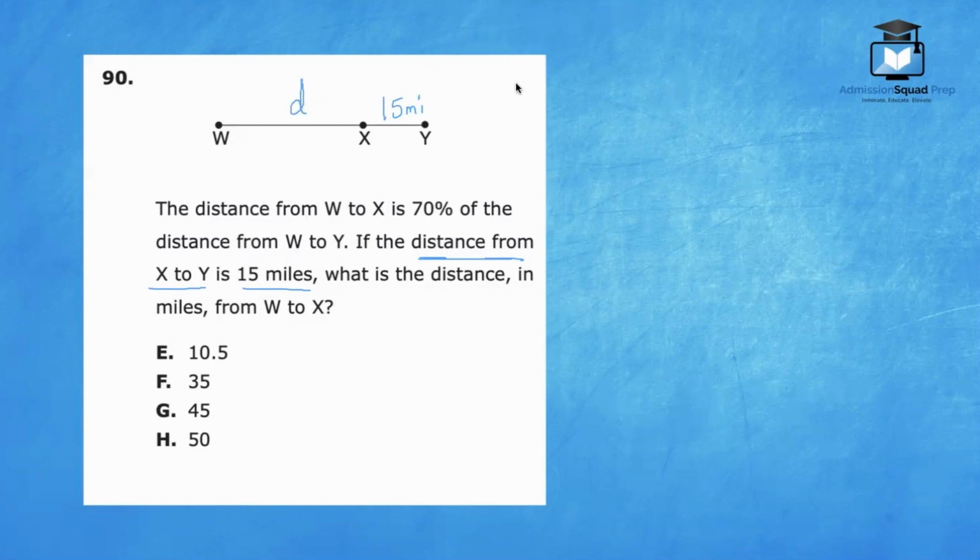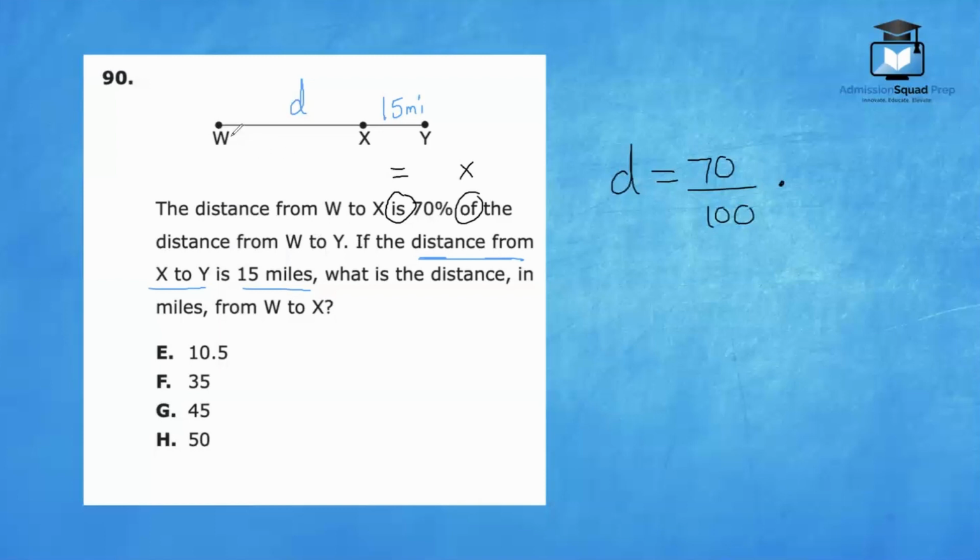Now we will translate the information in the problem into an equation. So the problem states that the distance from W to X, which is D, "is" always translates to the equal sign, 70% of, right? So we express 70% as a fraction, and "of" is typically multiplication. The distance from W to Y. So the total distance from W to Y will be D plus 15. This is the equation that we will solve. And the question is asking us to find what is the distance in miles from W to X. So we need to solve for D.